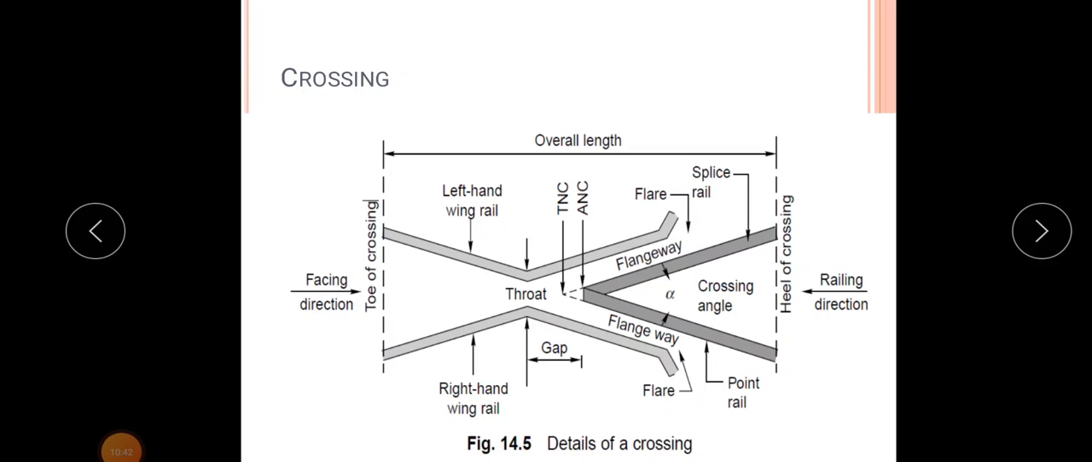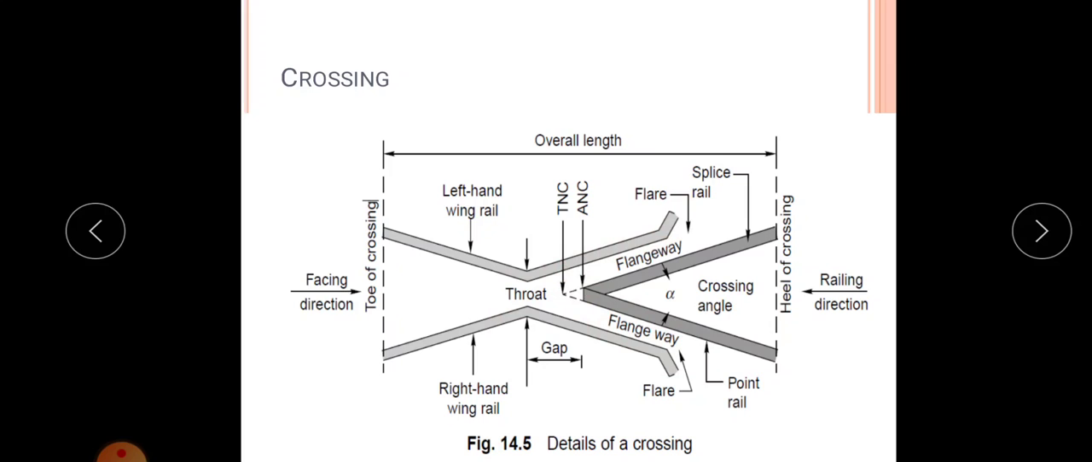The next component is the wing rails. Here there are two wing rails, the left hand wing rail and the right hand wing rail. These two wing rails will converge to form a throat, and then again diverge on either side of the nose. So this is the nose. After converging to form the throat, the wing rails diverge on either side of the nose.